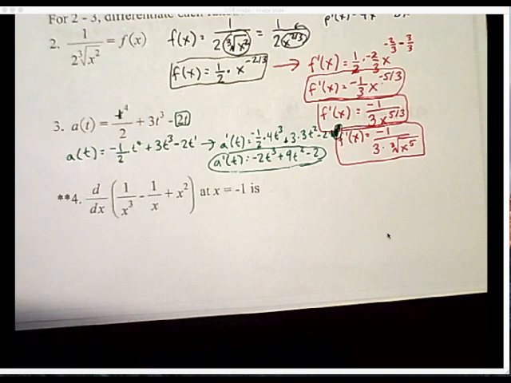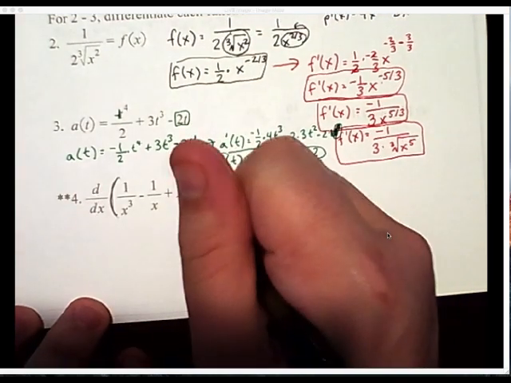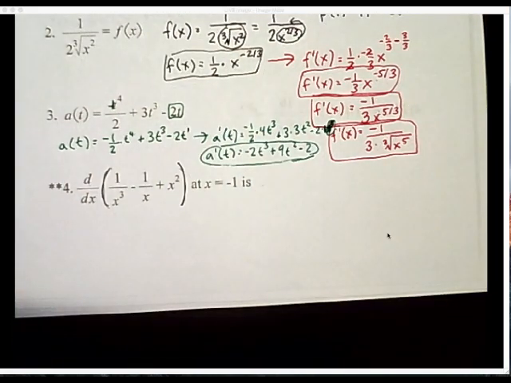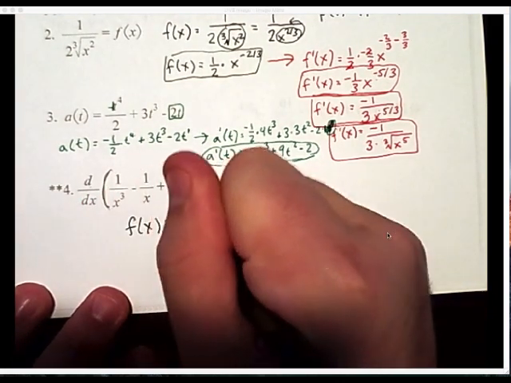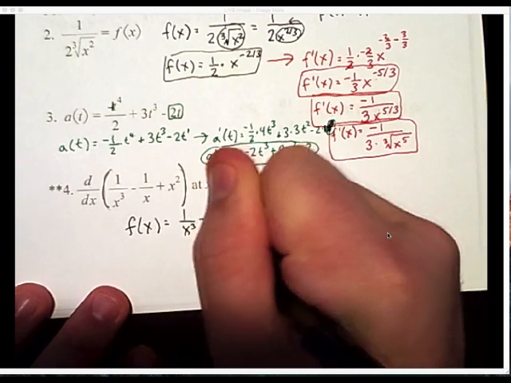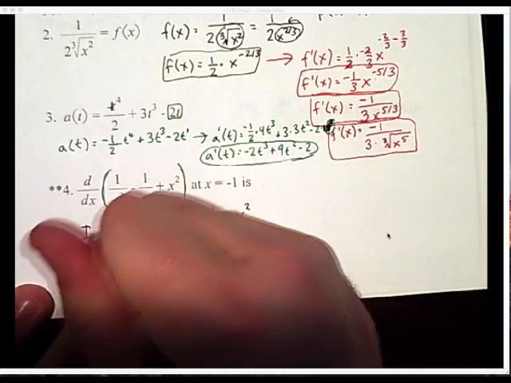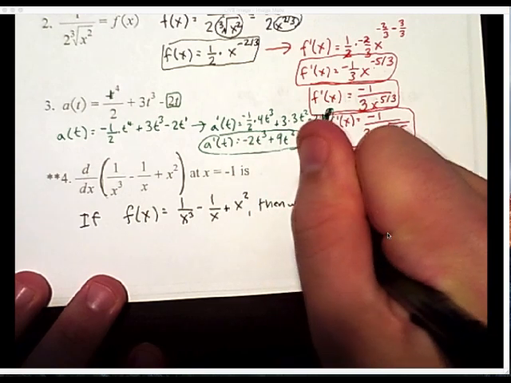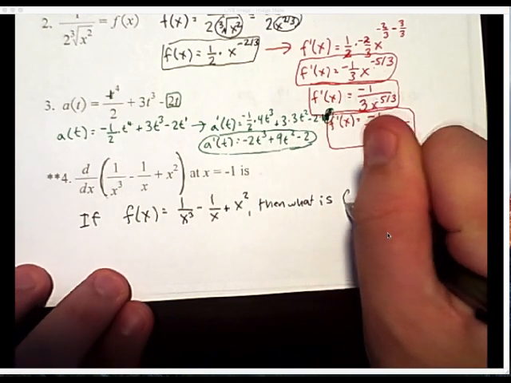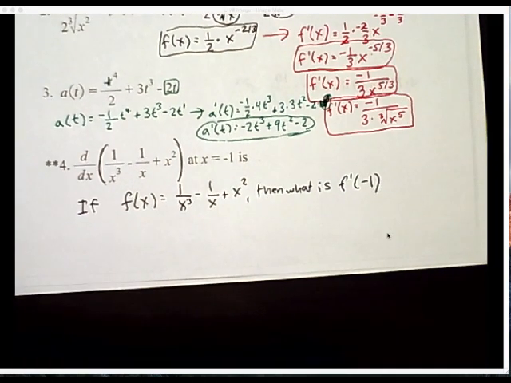All right. Now number 4, it's a little bit different notation. They're saying, what's the derivative of this thing at an x value of negative 1? In other words, they're saying if f of x equals 1 over x cubed minus 1 over x plus x squared, then what is f prime evaluated at negative 1? That's another way they could have asked the same question.